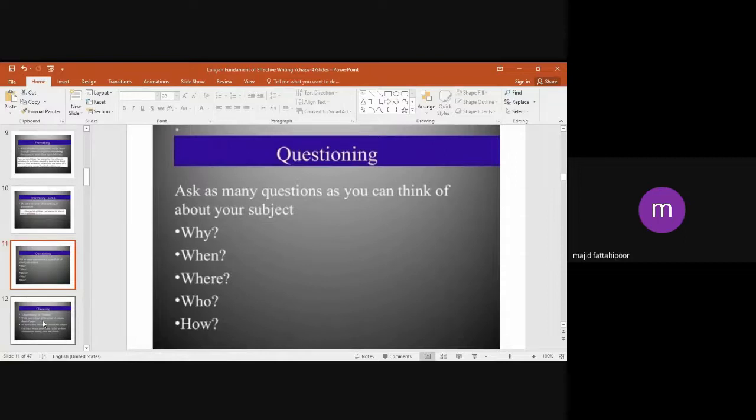Sometimes one or 2 of them don't apply. It doesn't matter. At least 3 of them would apply to your own topic. Okay? At least 3 of them, 4 of them, sometimes 5 of them, all of them would apply to your topic. But for any topic, at least 3 of them would apply. You can try.